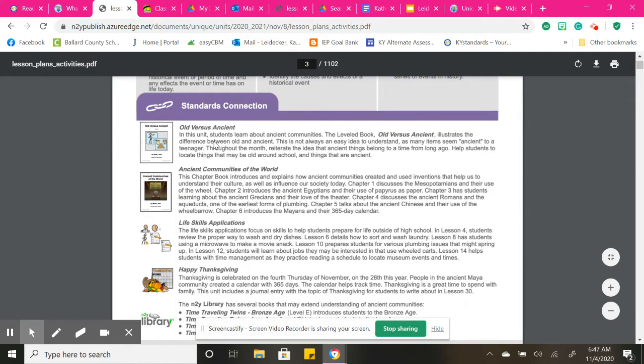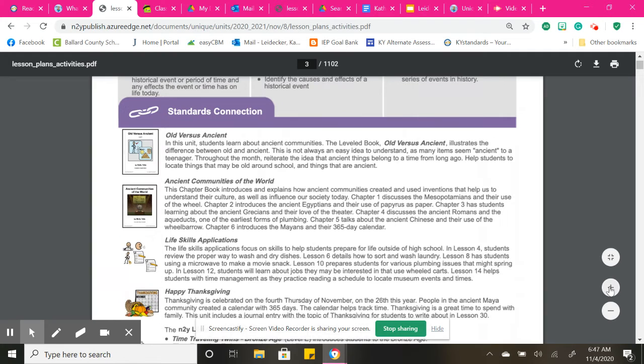In today's reading, you will be reading about old versus ancient. In this unit, students will learn about ancient communities. The level book, Old versus Ancient, illustrates the differences between old and ancient. This is not always an easy idea to understand, as many items seem ancient to a teenager. Throughout the month, we are reiterating the idea that ancient things belong from a very long time ago. This helps students to locate things that may be old around school and things that are ancient.